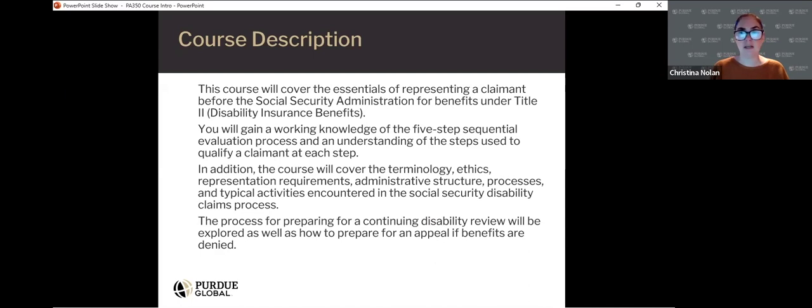As you can see, the course description is pretty detailed. You will look at some of the essentials of representing a claimant before the SSA for benefits under Title II, which are the disability insurance benefits. Again, this is the area of law where even if you're not a lawyer, up to a certain level, you may be able to represent someone and advocate for them in terms of getting them disability benefits.